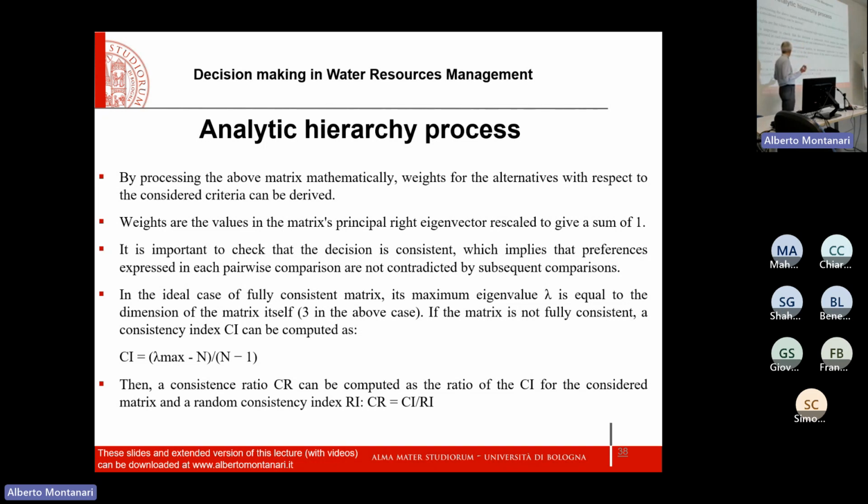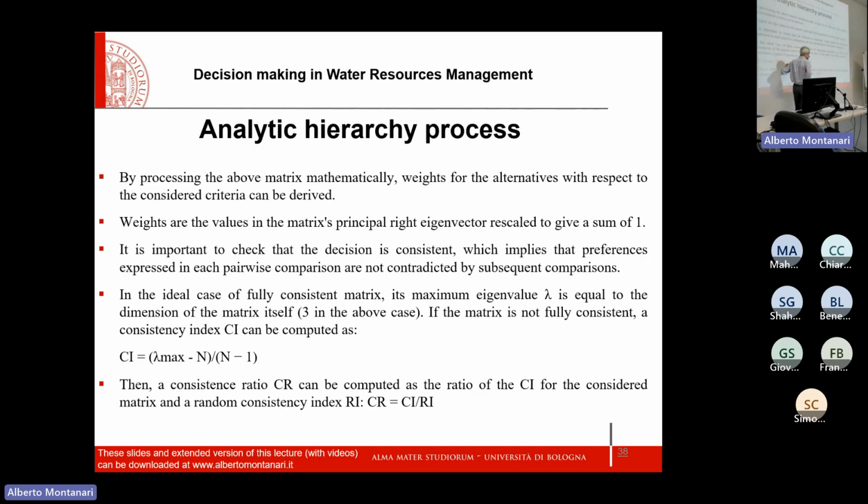If the matrix is not fully consistent, then we can compute an index of consistency, which is given by lambda max minus n, divided by n minus 1. This is the measure of consistency. So maximum eigenvalue minus the dimension of the matrix, and this difference is 0 if the matrix is fully consistent, divided by n minus 1. So if the matrix is fully consistent, then the index of consistency is 0.